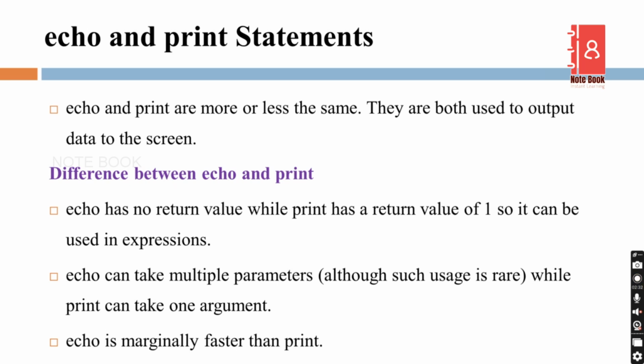Then echo and print statements. Echo and print are more or less the same, but they both are used to output data to the screen. There is a small difference between echo and print. Echo has no return value while print has a return value of 1, so print can be used in expressions. Echo can take multiple parameters, although such usage is rare, while print can take one argument. And echo is marginally faster than print.